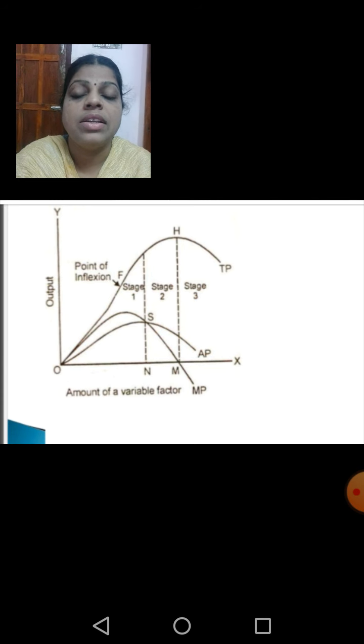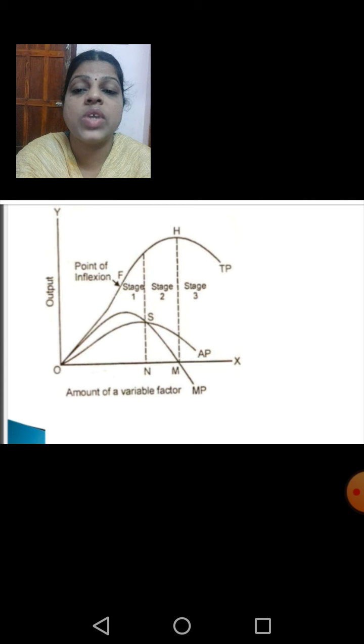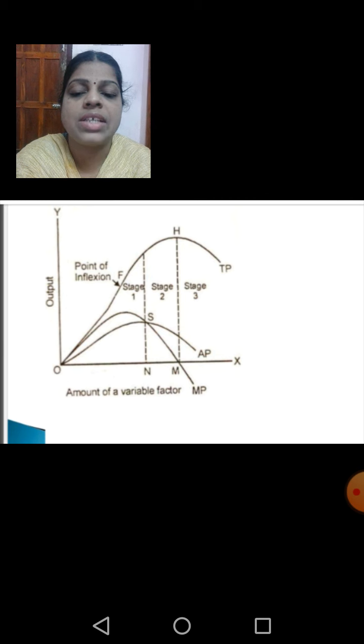And next, what I would like to explain through the diagram is that there are 3 stages in this law of variable proportions. If we explain, the 3 stages are there, children. What are they? Stage 1, stage 2 and stage 3.